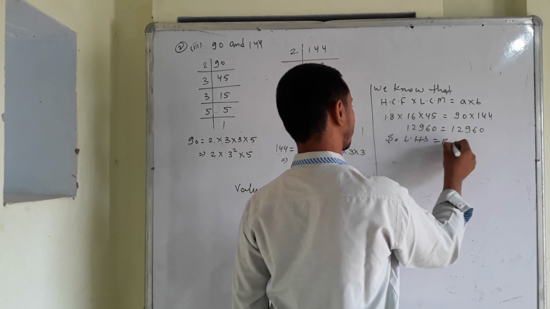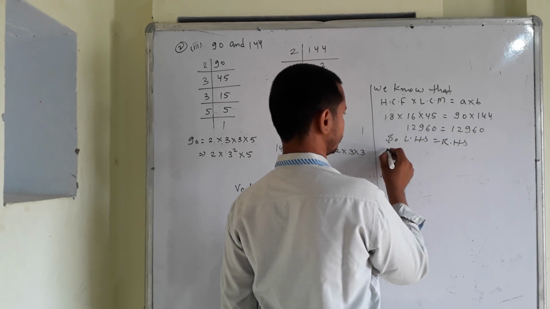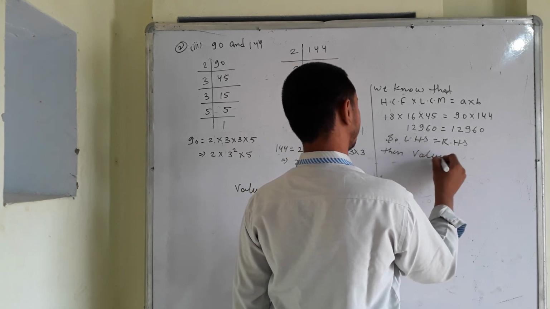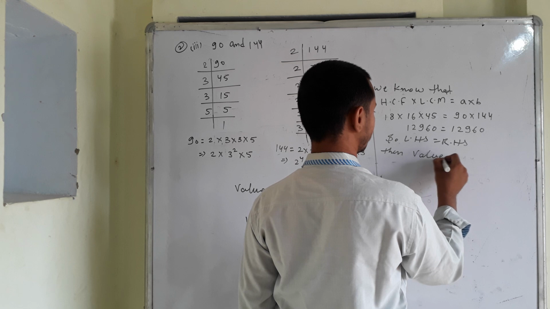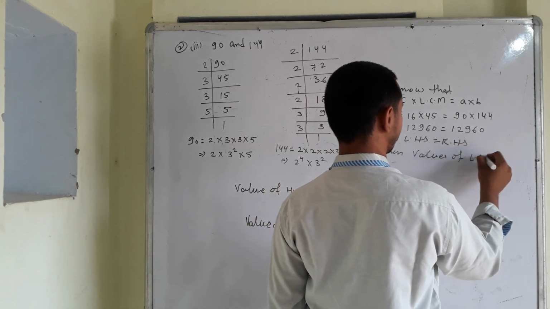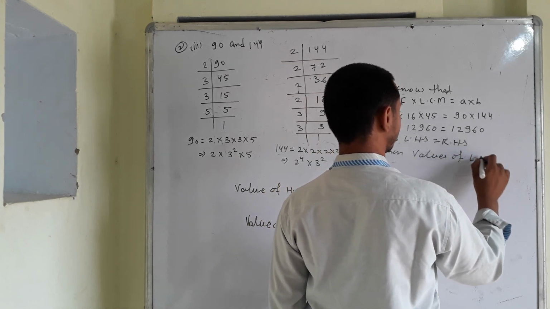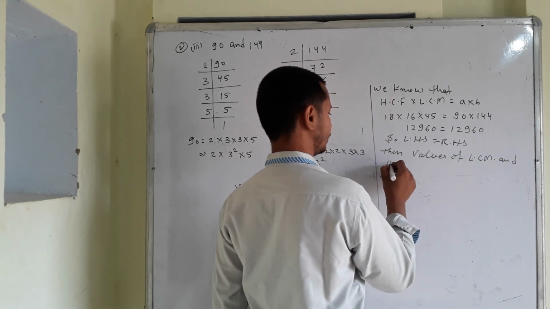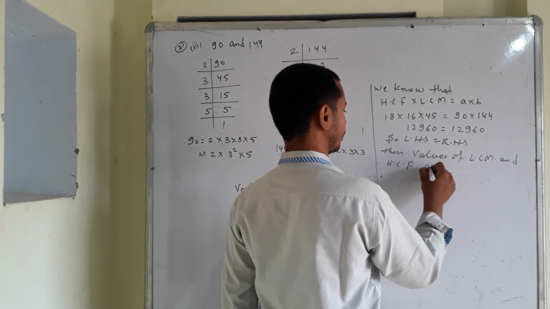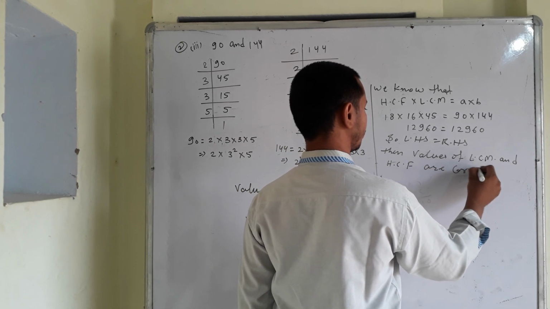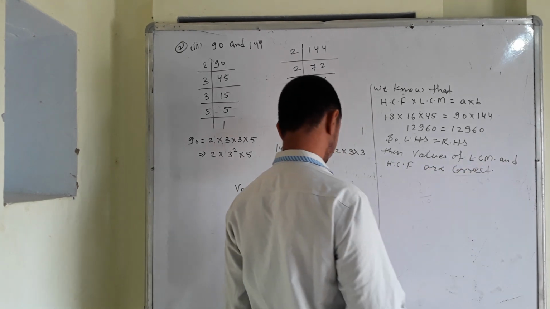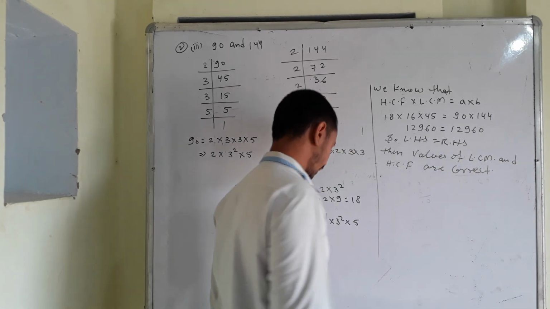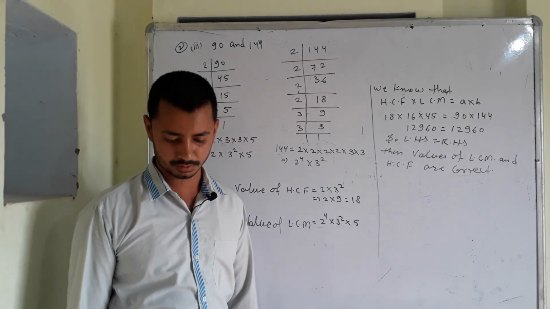So we can say LHS equal RHS. Then the values of LCM and HCF are correct. Okay, note the question.